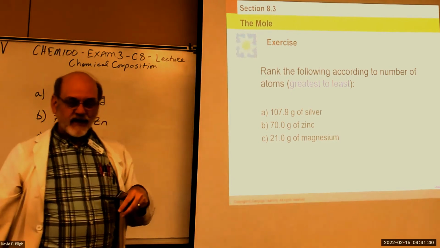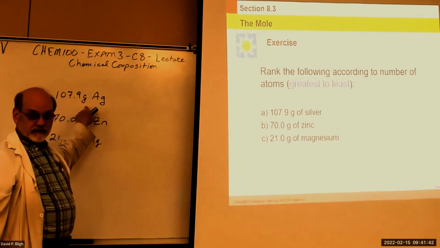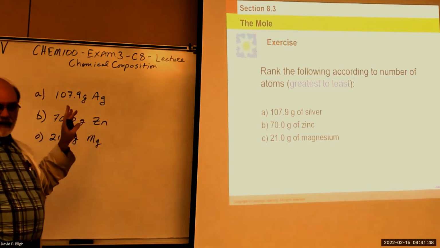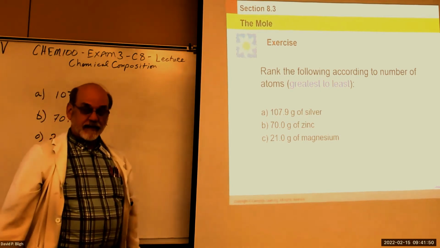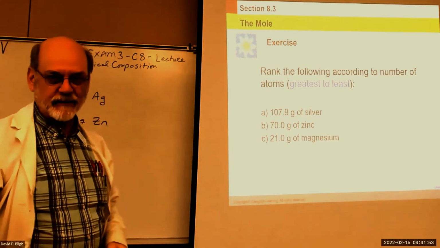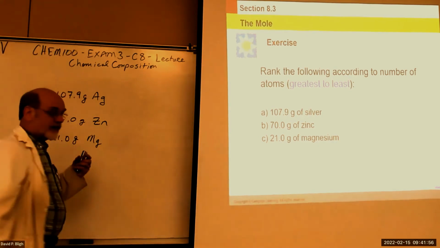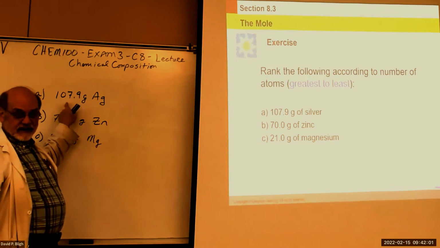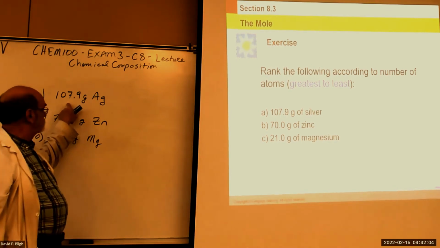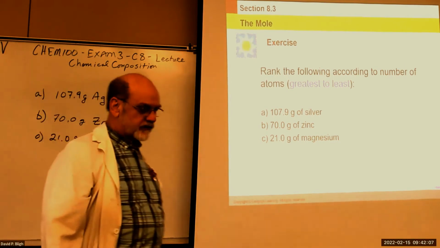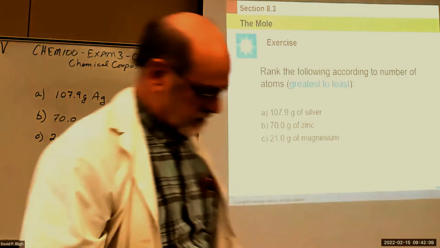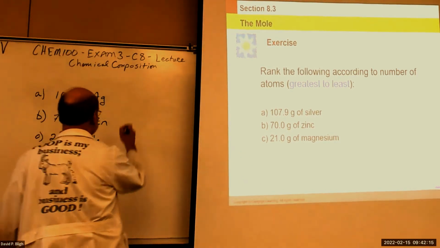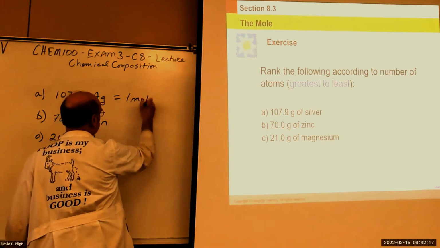Now you could go in and calculate using molar mass. You can find how many moles of each one, right? And then compare them. Or if you're trying to get through the test in the amount of time allotted, all you have to do is say, is that less than, equal to, or greater than a mole? 107.9 grams of silver. Let's see, silver is 107.9 grams. This is equal to 1 mole.